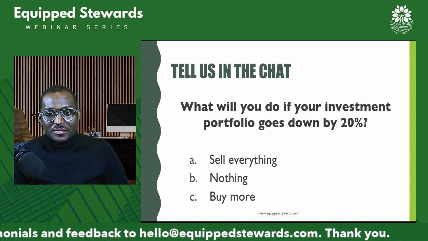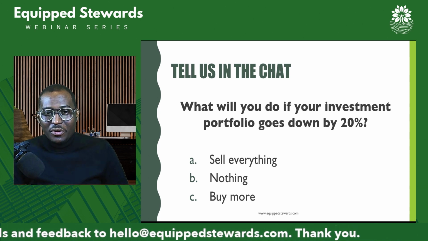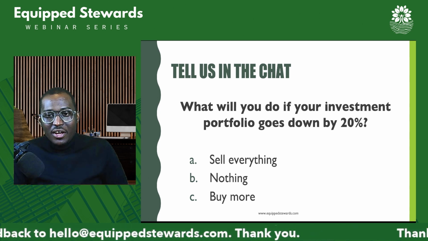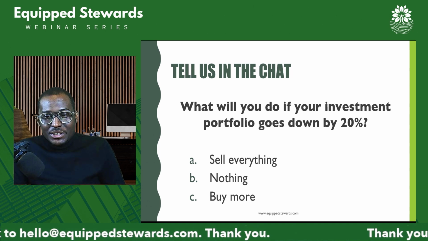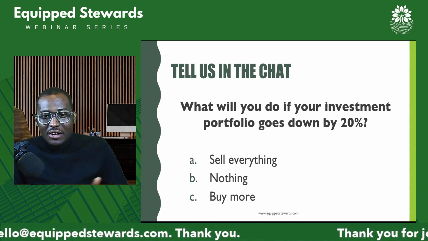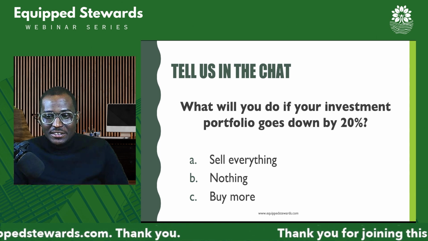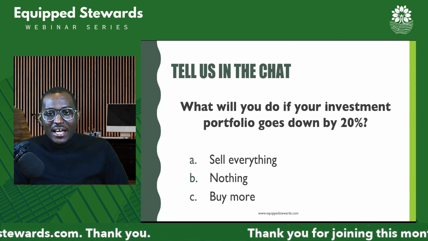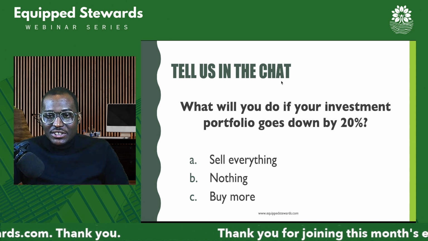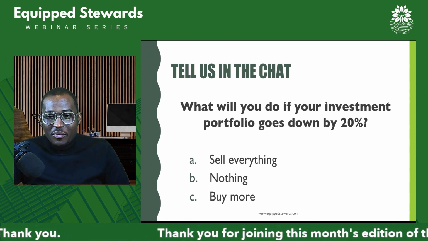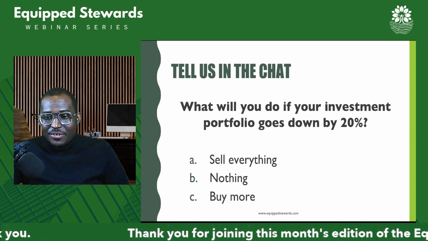Someone is saying buy more, someone is saying sell everything because they don't want it to go down more. Of course, 20% is one thing, but it can also go down by 80% or even 100%, so there is that risk. Can you put that in the chat? Someone says do nothing. Someone says buy the dip, buy more. Someone says sell everything.